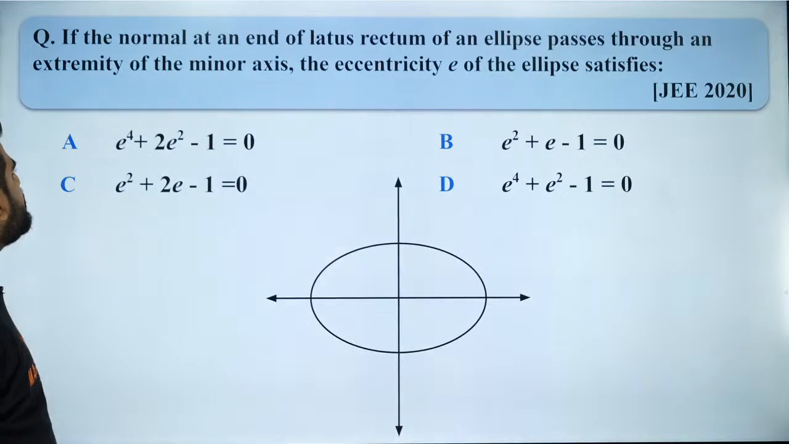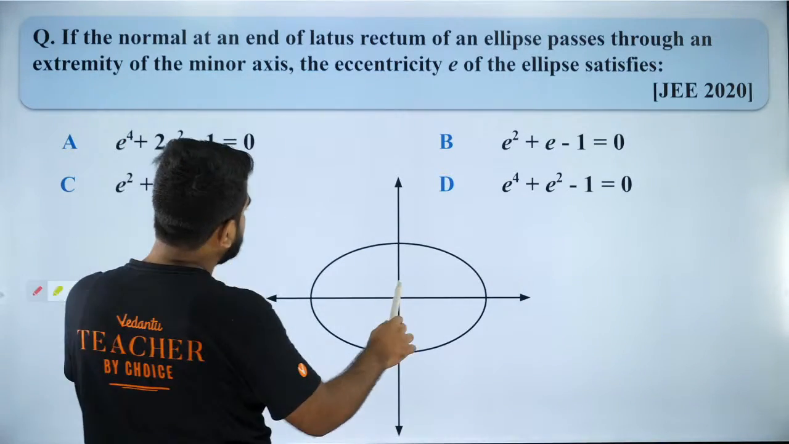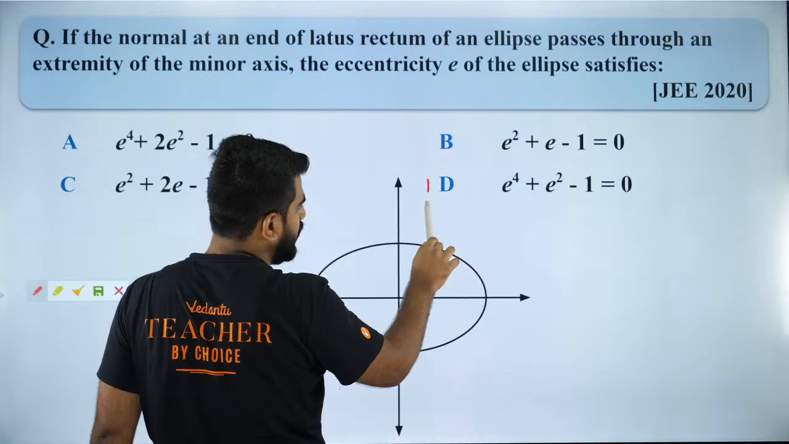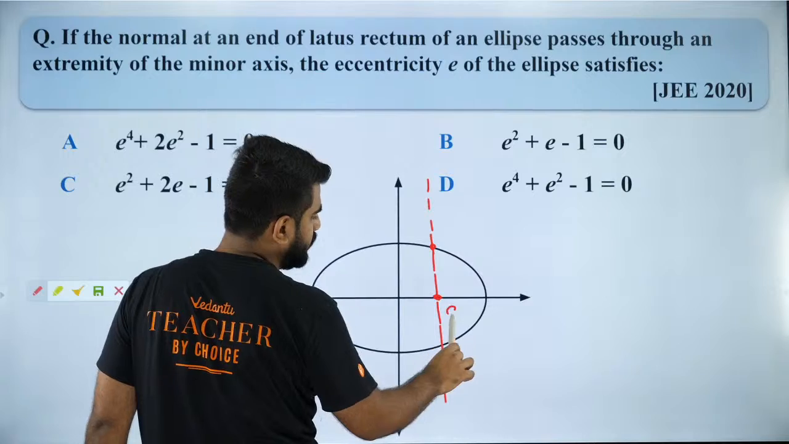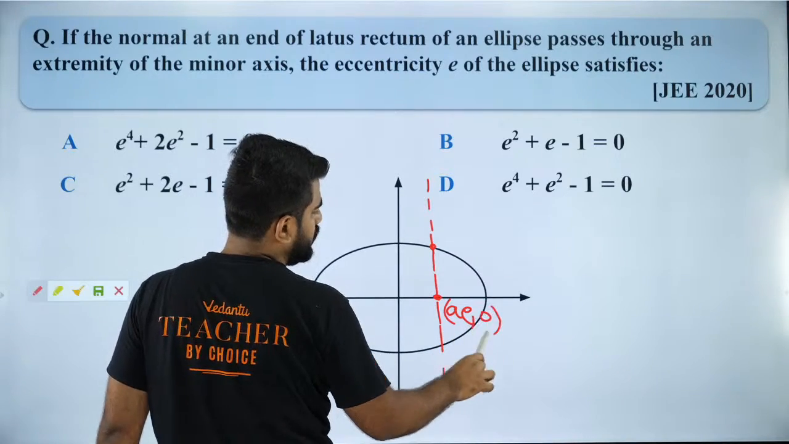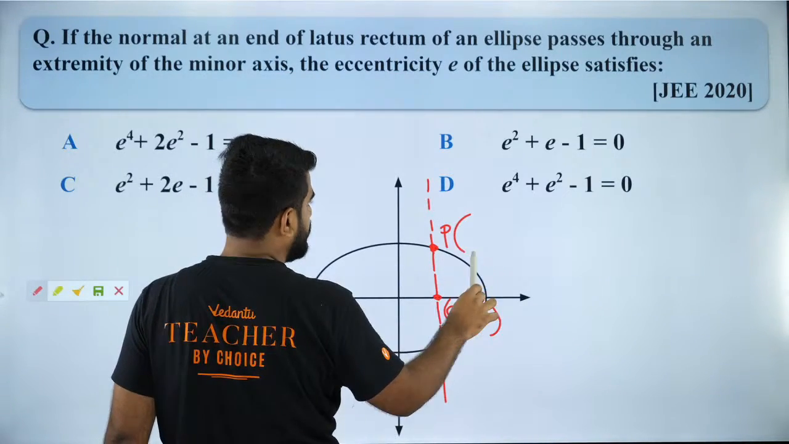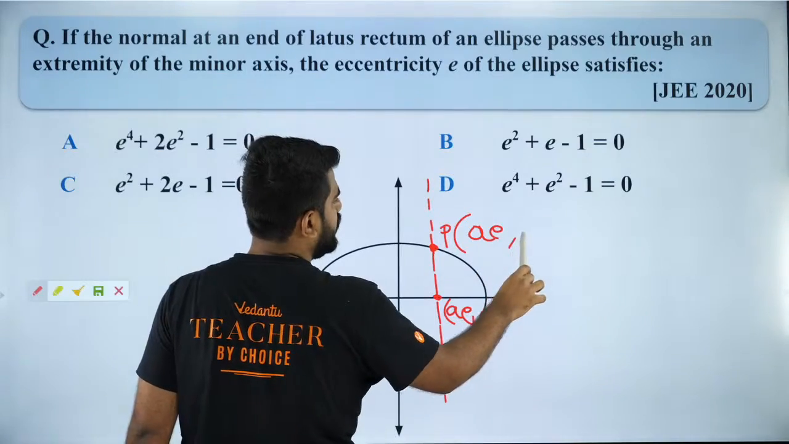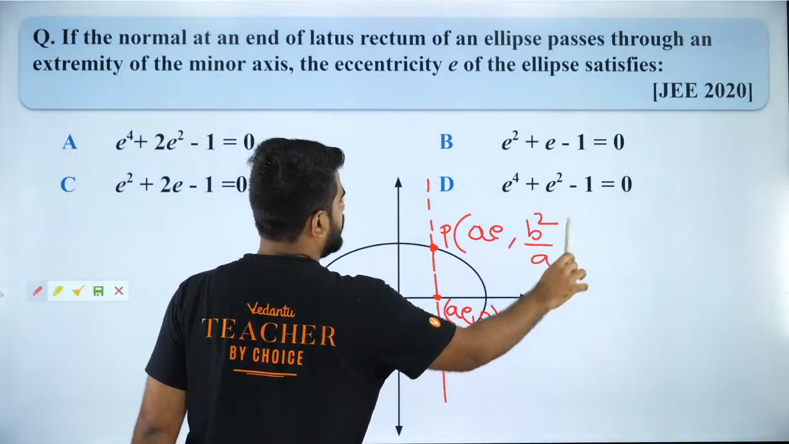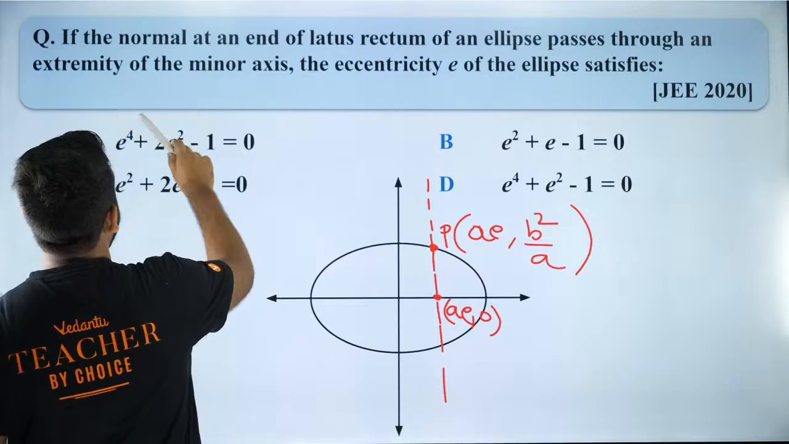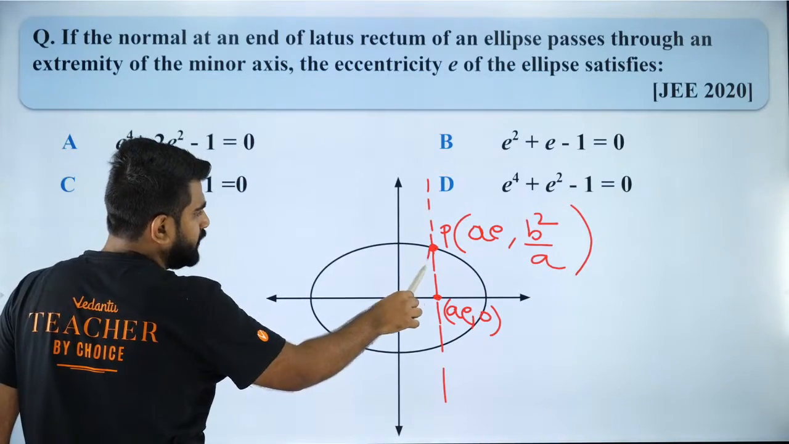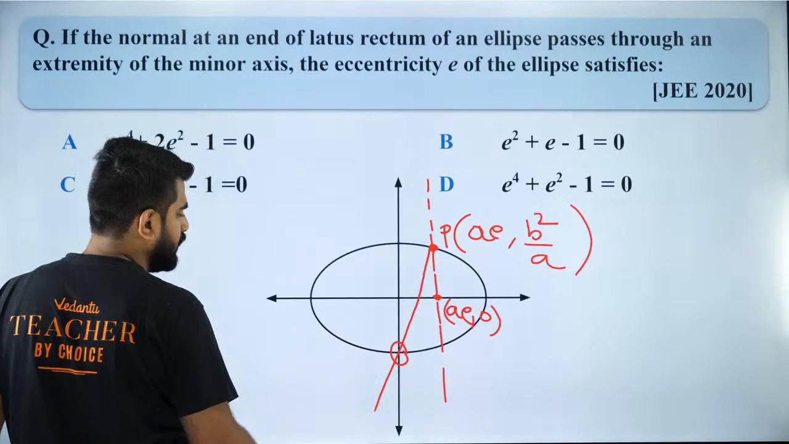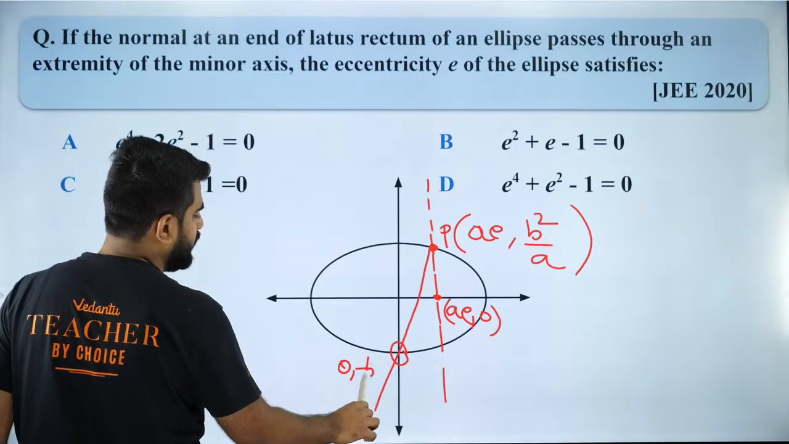Okay, so we want to find the normal at the end of a latus rectum. So latus rectum means what? It is a line perpendicular to the axis passing through the focus. So let's say this point is what we want. It is AE comma B square by A. That is your latus rectum. Now I want to find the normal of it in such a way that it passes through the extremity of the minor axis. So it passes through 0 comma minus B.